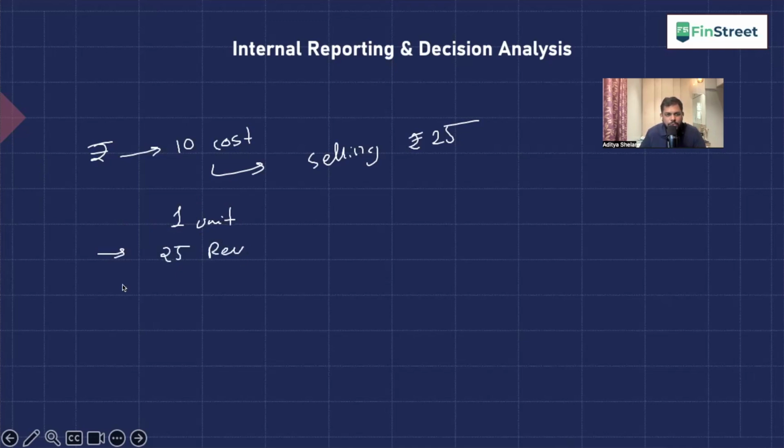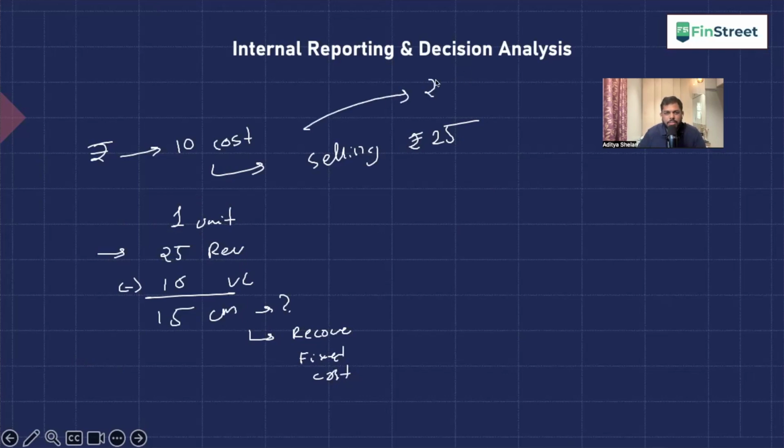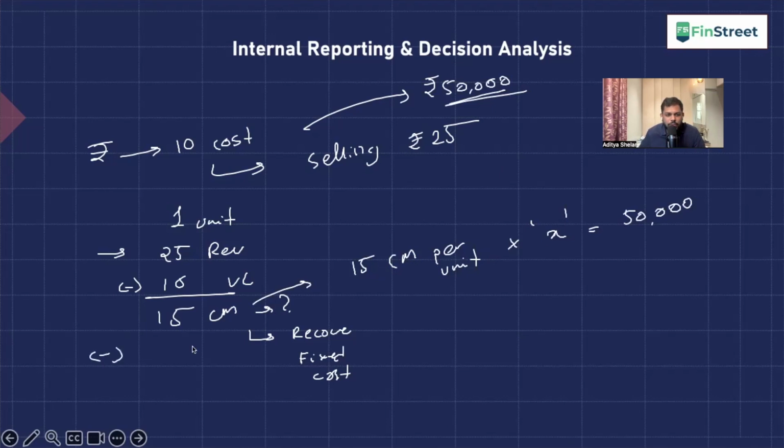25 is revenue. My variable cost is 10. Contribution margin is 15. What is this contribution margin? Money left to recover fixed cost. Let's say your fixed cost for running this lassi center turns out to be 50,000 per month. So when you are making 15 rupees of profit, or contribution margin per unit, you can also find out how many units, X units, you need to sell to recover 50,000 rupees. Because when we deduct fixed cost after this, it is straight at minus 50,000 rupees, which is a huge loss. So selling one unit is not profitable.